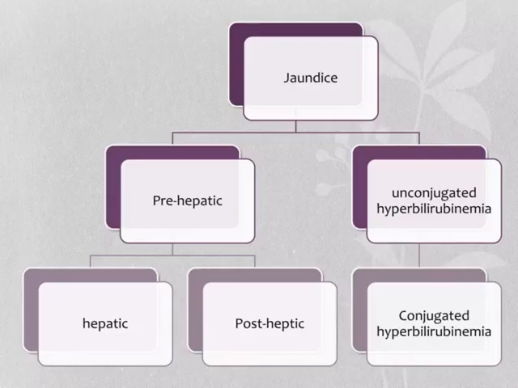In this diagram, it shows that jaundice is classified into unconjugated hyperbilirubinemia and conjugated hyperbilirubinemia. Usually, the unconjugated hyperbilirubinemia is prehepatic, and the conjugated hyperbilirubinemia usually comes from hepatic or post-hepatic causes.